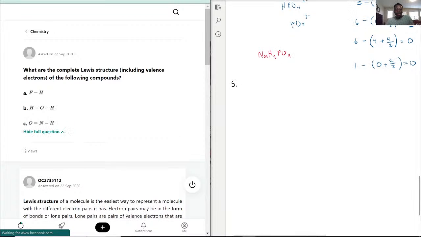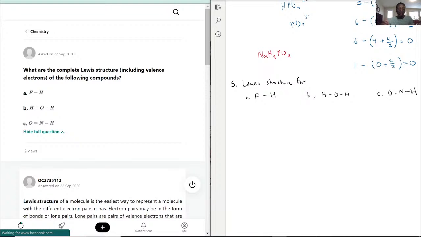What are the complete Lewis structures, including valence electrons, of the following compounds? So let's start. Lewis structure for A, FH, B, HOH, and C, ONH.